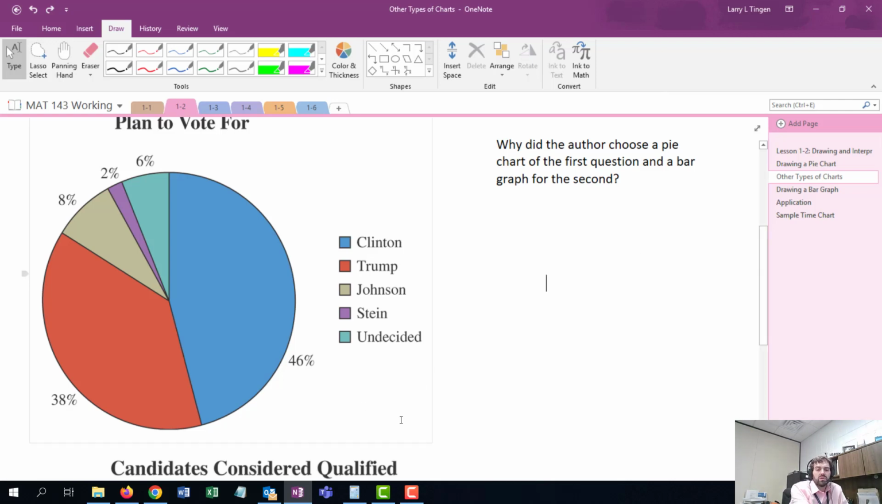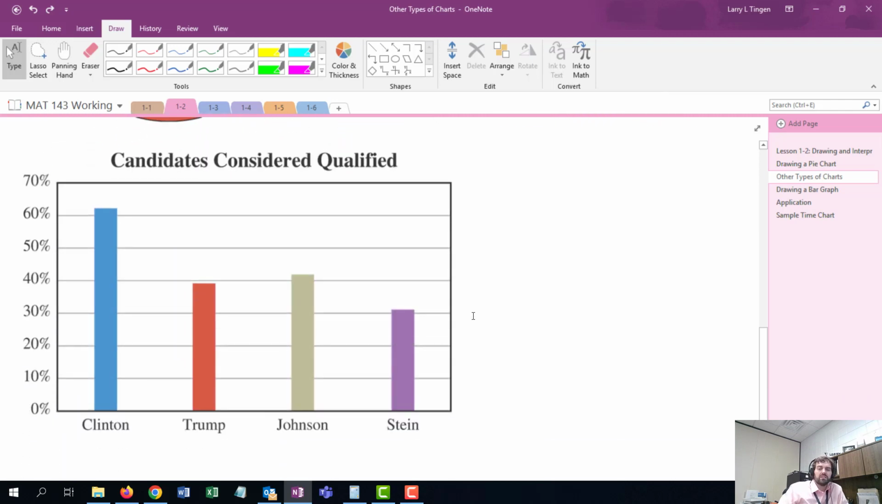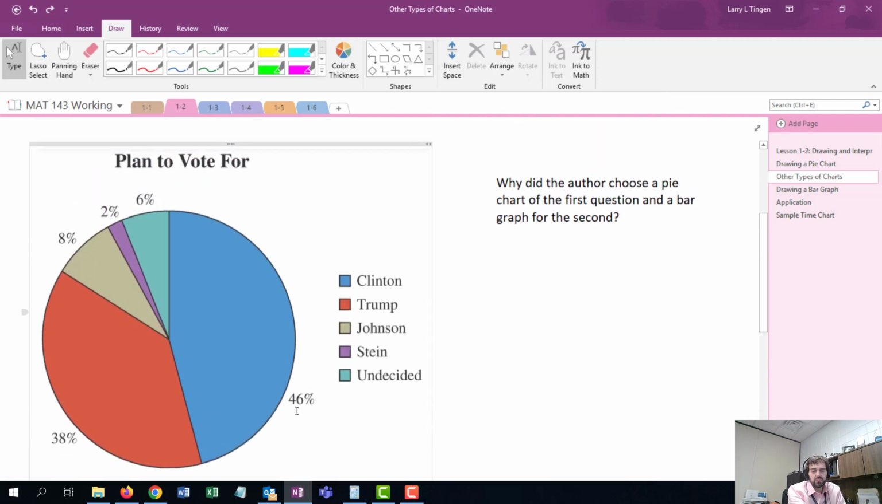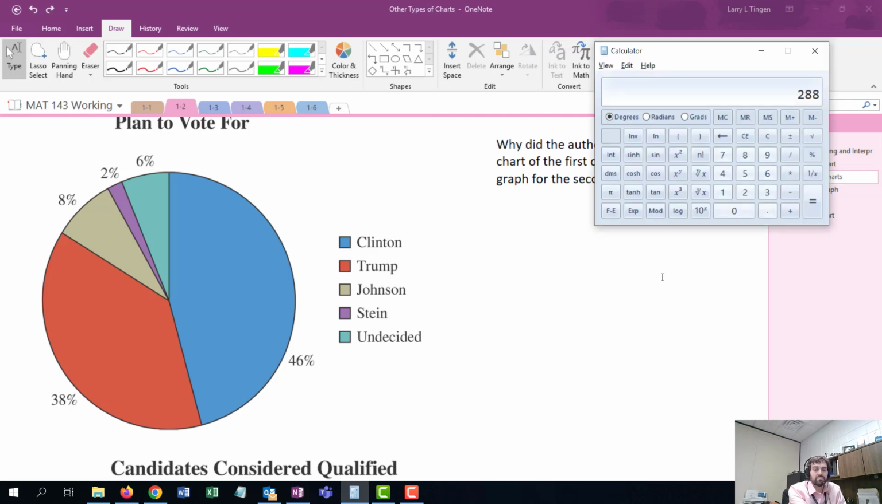The next question was, which of the candidates do you consider qualified? And we see Clinton at just over 60%, Trump just under 40%, Johnson just over 40%, and then Stein just over 30%. Something weird's going on here, right? In this first pie chart, it was always the case that when I add up all these percents, I really do need to get 100, right?